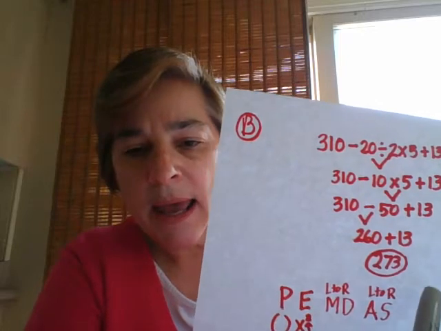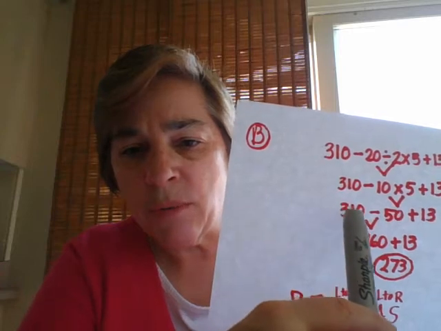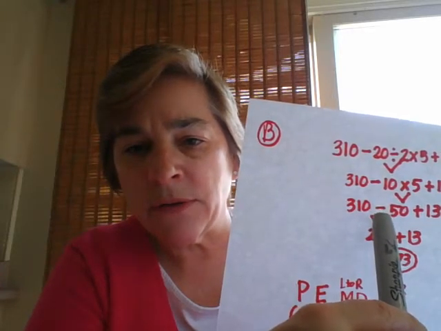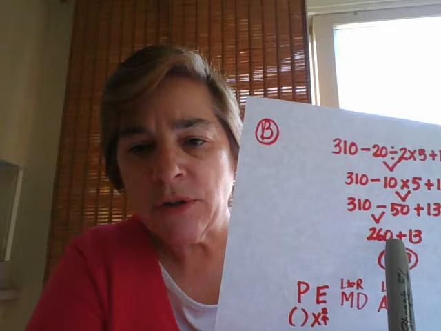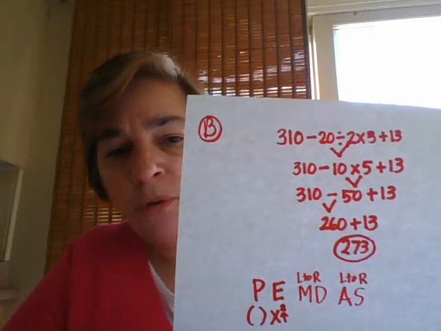And then again, we have that left to right rule for addition and subtraction. So I'm going to go left to right, and there it goes. There's the subtraction first. So that's 260 plus 13, and that's 273. So you should have gotten 273 as well as Archie.